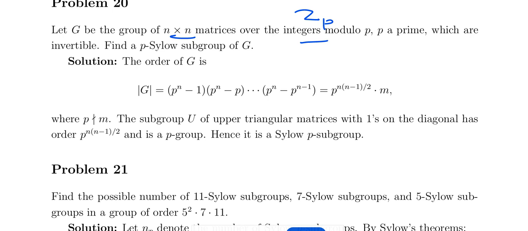P power n minus 1, p power n minus p, p power n minus p minus 1. This simply gives p power n into n minus 1 divided by 2. That is the idea. So let us remember it this way.